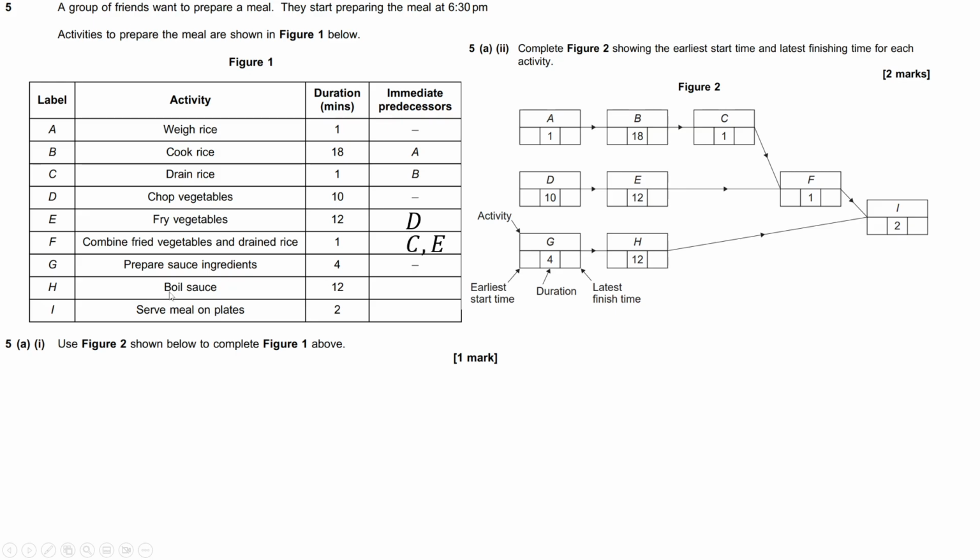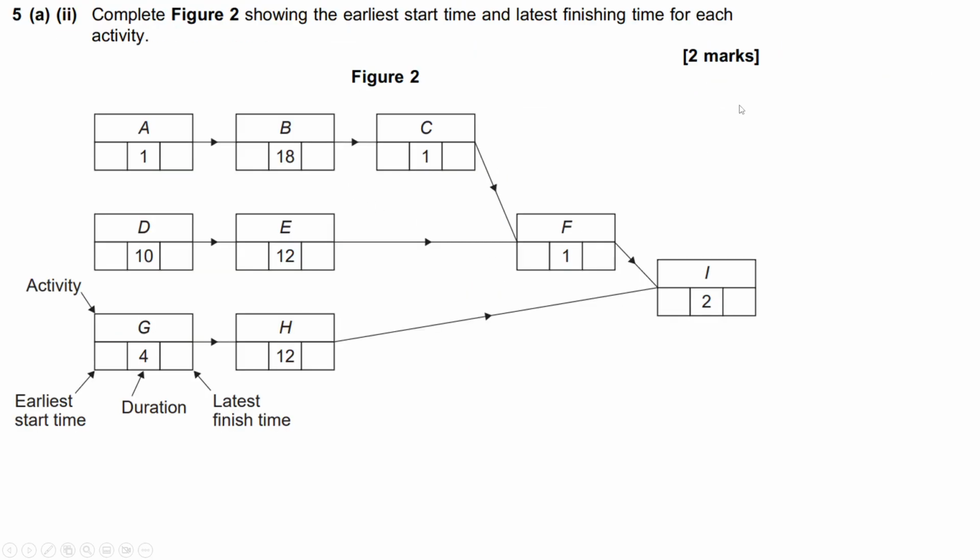Okay, this has no predecessors apparently. And where is H? H is here. Immediately before it is G, and then I, it would just be F and H. Okay, so that part there is done. Now I've zoomed into this picture here a little bit. Now we just want to complete this activity network.